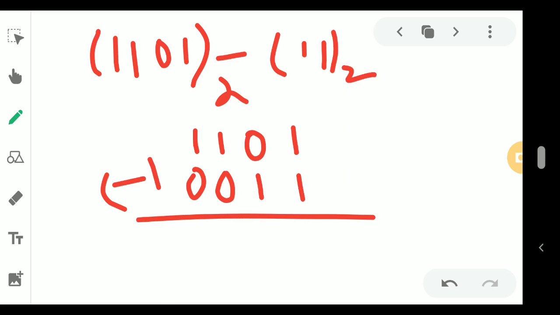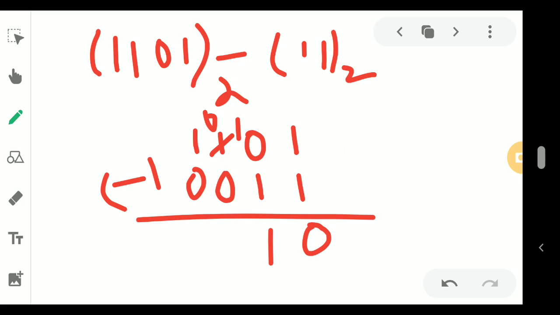1 minus 1 is 0. Okay, very good. And now 0 minus 1. For 0 minus 1, we have to take a borrow. This borrow we will take from whom? From the previous digit. Here is the 0, and here I have to take the borrow. This borrow 1 I will take from this digit. So I erase this 1 and it becomes 0, and I give this 1 to this number. So again 1 0 becomes 2. 2 minus 1, the answer is 1.